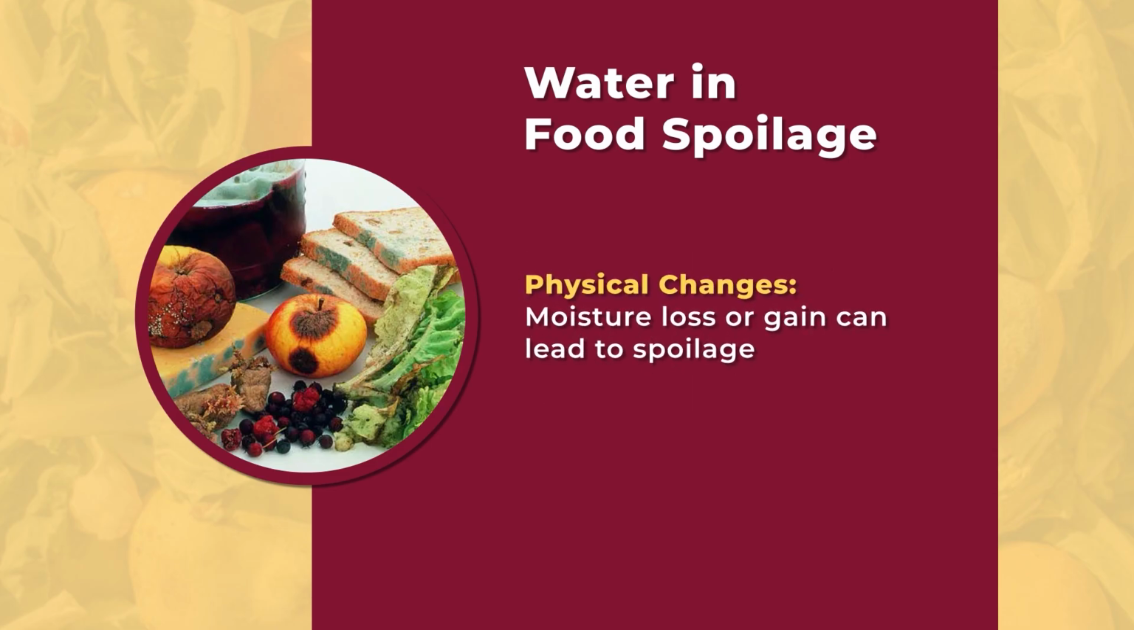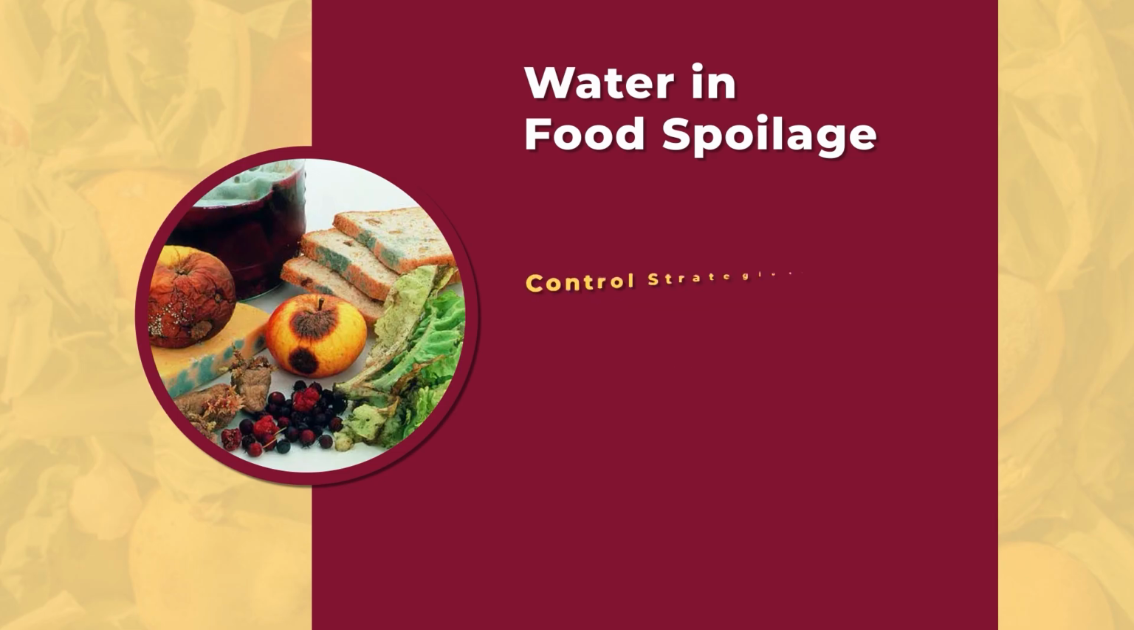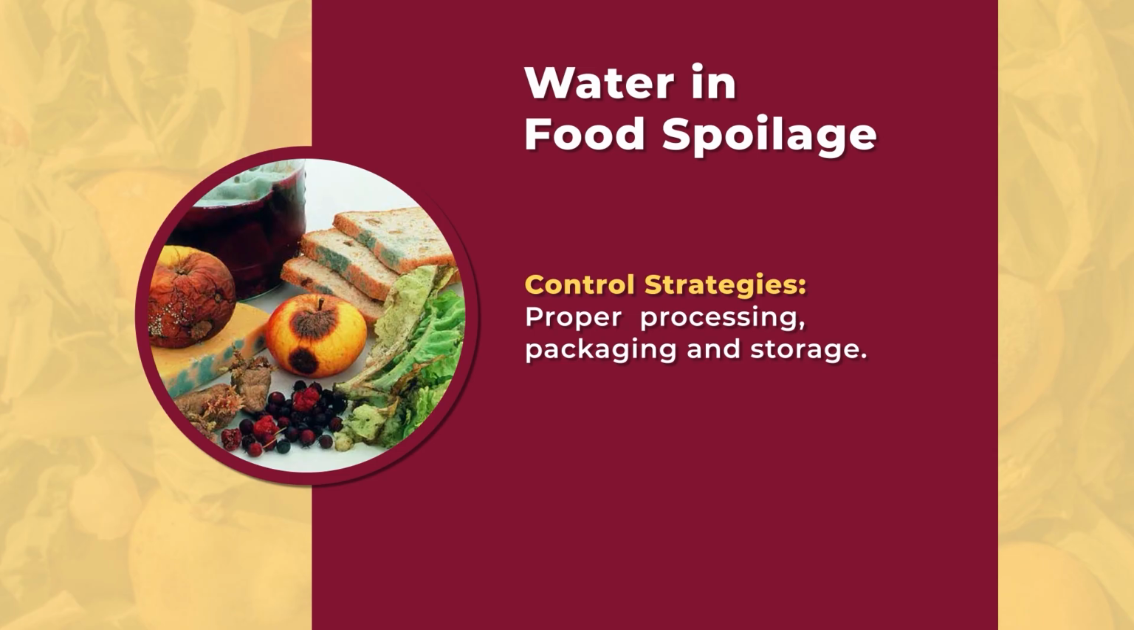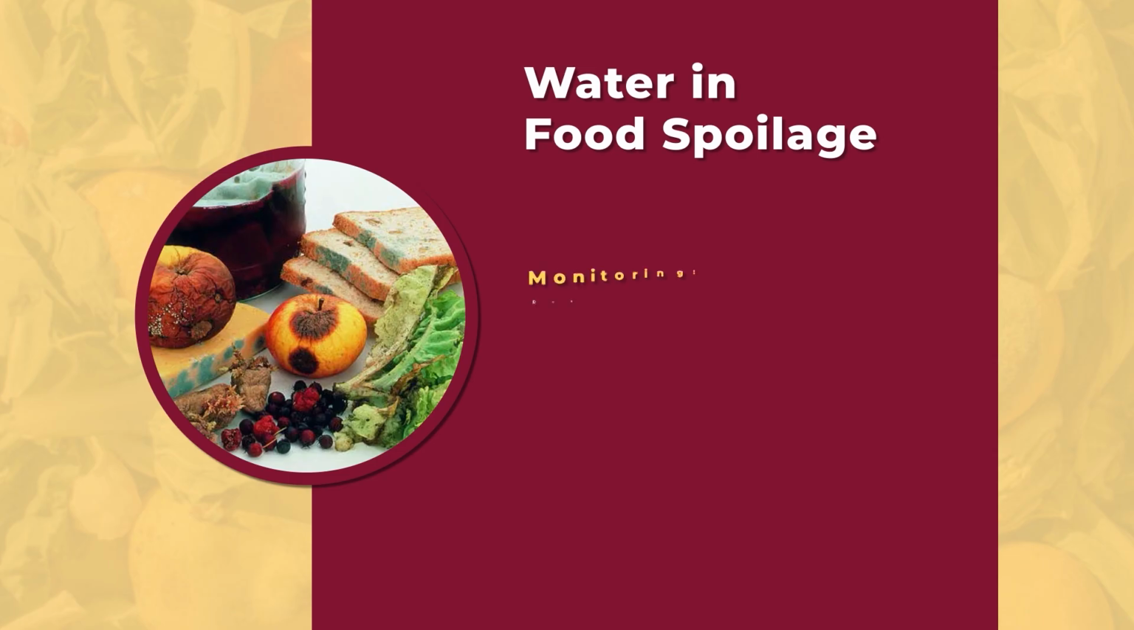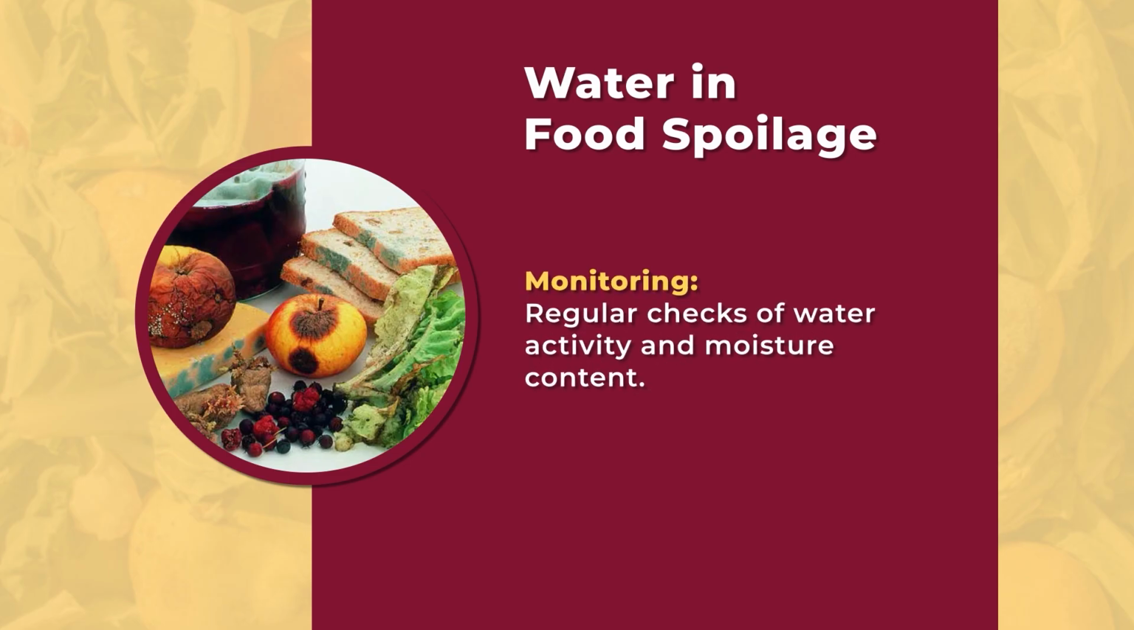It can also bring physical changes like moisture loss or graining, which can lead to spoilage. So what are the control strategies? Particularly, proper processing, packaging and storage should be done. And monitoring: regularly check the water activity and moisture content. We should check the moisture content regularly of the products which are properly stored.